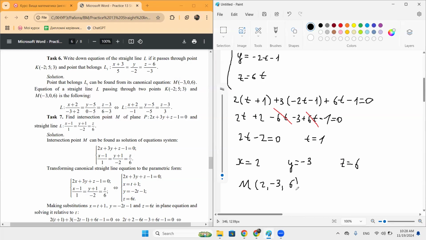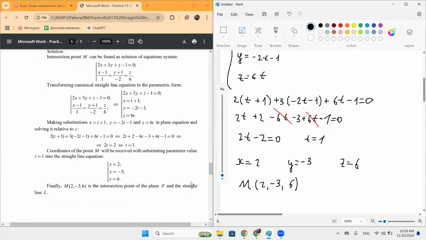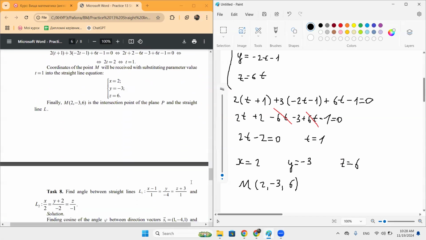Any questions about this task? No questions. Okay, now let's continue. Then the next task, we need to find the angle between straight lines. But first of all, I will plug in my laptop.